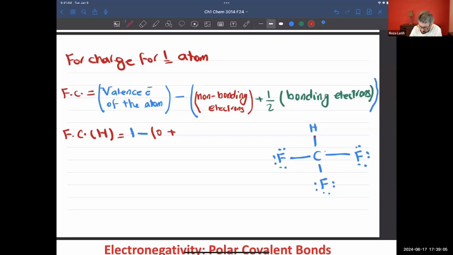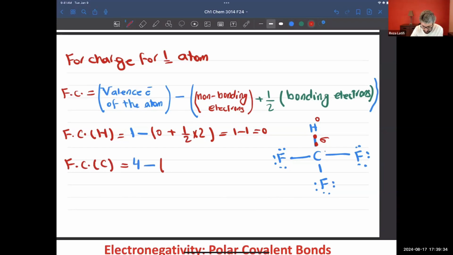Plus, how many bonding electrons do we have? We use 2 electrons here to make a sigma bond. Half of them belong to hydrogen. So half of 2 belongs to hydrogen, and that's going to be 1 minus 1, it will be 0. That means the formal charge of hydrogen is 0. Repeat this for carbon. Carbon belongs to group 4, so you say 4 minus.